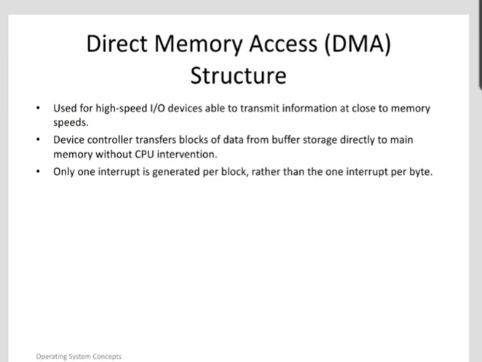Next is the DMA structure, that is direct memory access structure. DMA is used for high speed input output devices which are able to transmit information at close to memory speed. The device controller transfers a block of data from the buffer storage directly to the main memory without CPU intervention. Only one interrupt is generated per block, rather than one interrupt per byte.